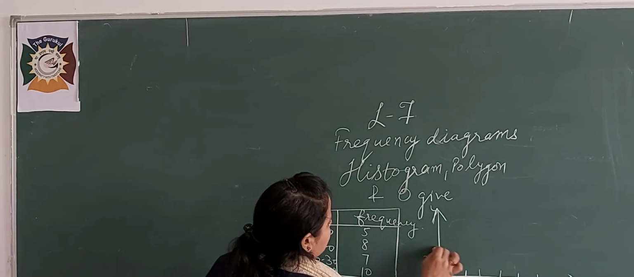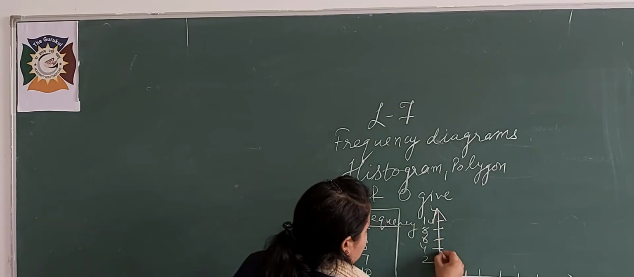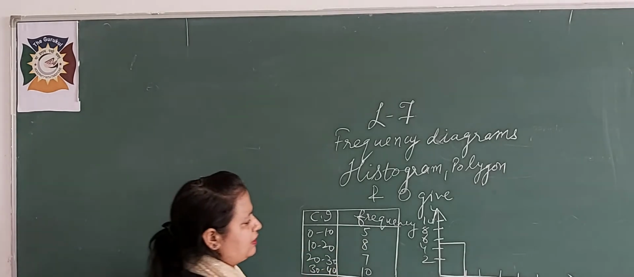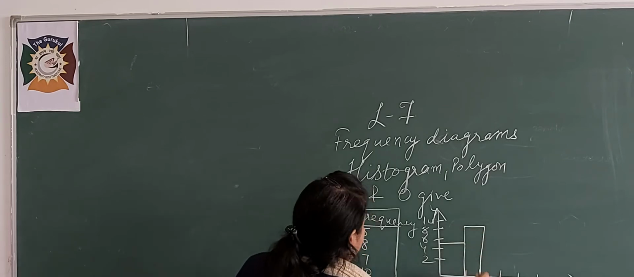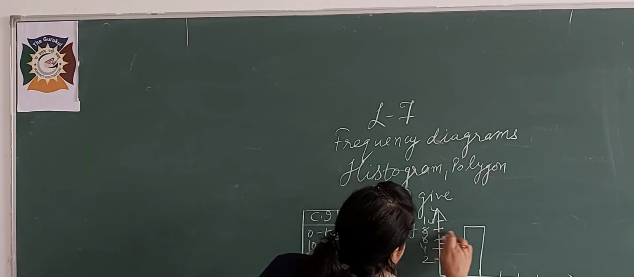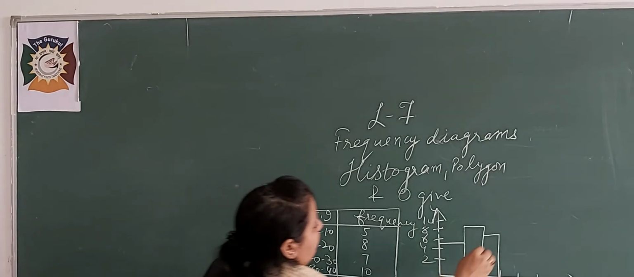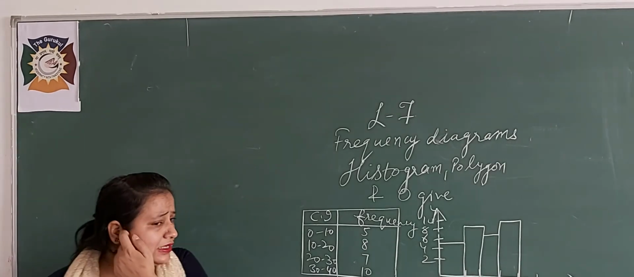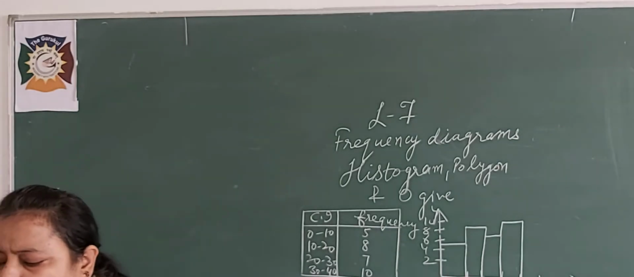Maximum 10. 0 to 10, 5. Second, 10 to 20, 8. Next, 20 to 30, 7. Next, 30 to 40, 10. You will draw like this. This is known as histogram. Okay, beta? So, I am telling you about the histogram.